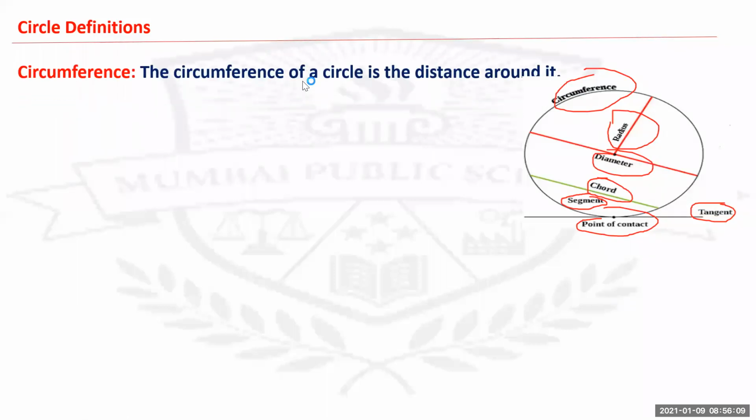The circumference of the circle is the distance around it. So the border of the circle, check this border of the circle, is the circumference.